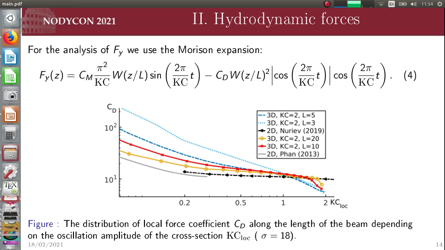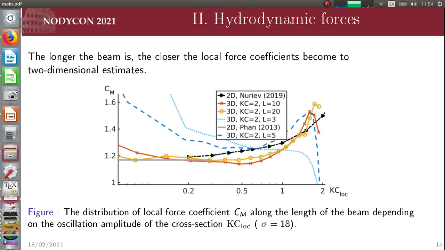In the present slide, we show the variation of the local values of the drag coefficient along the beam depending on the value of the oscillation amplitude of the cross section. As one can see, the longer the beam is, the closer the local force coefficient becomes to the two-dimensional estimates. The same can be said about the coefficient of added mass. For long beams, the local values of the coefficient of added mass are practically the same as for the plane flows.